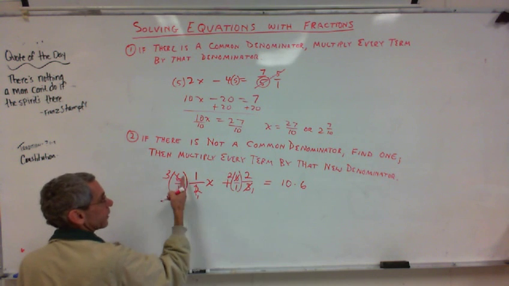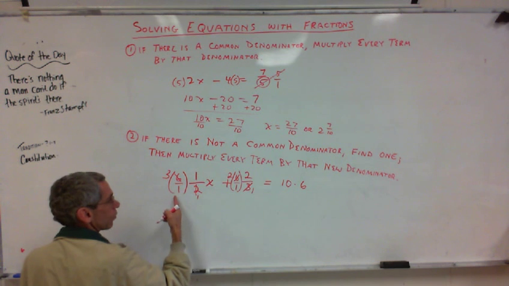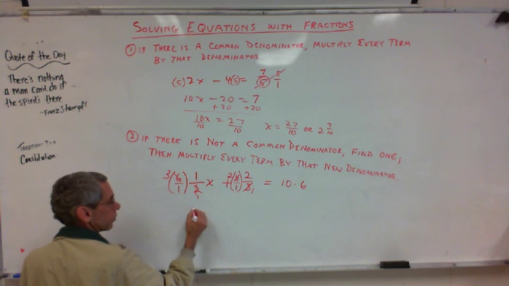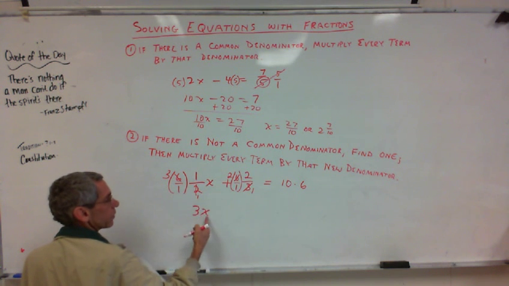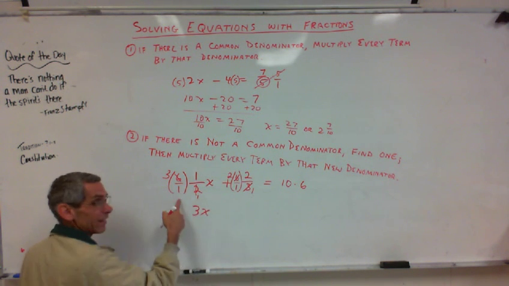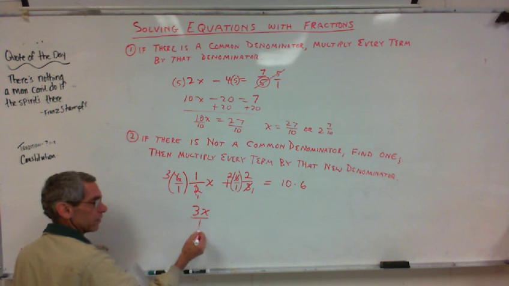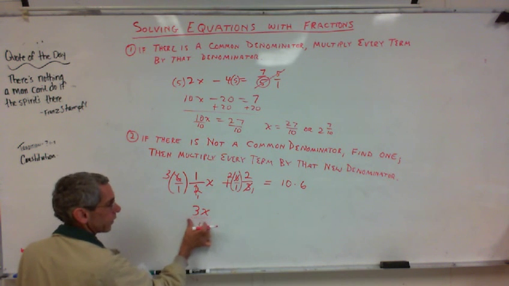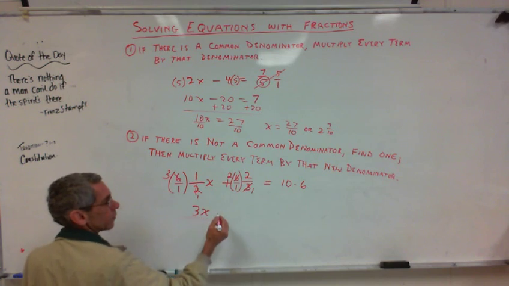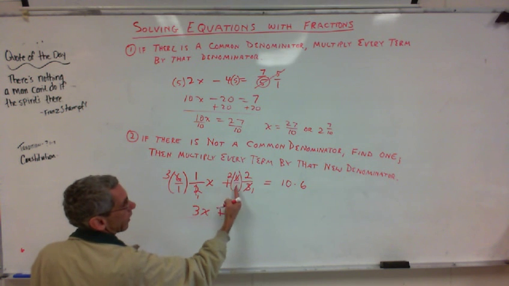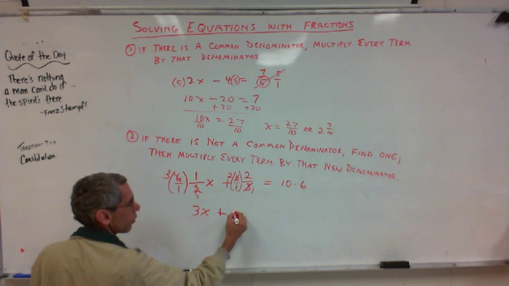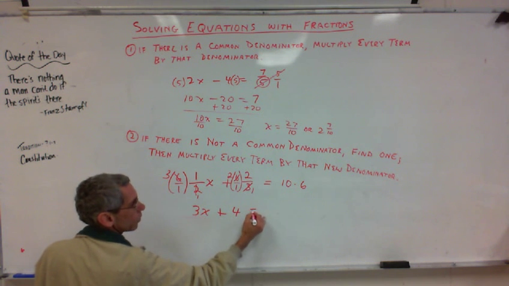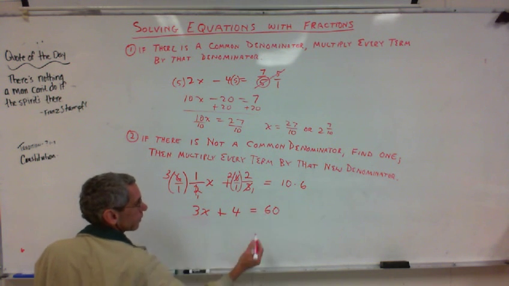So now look, I have 3 times 1 over 1. So 3x. Do you see that? 3 times 1 is 3, times x is 3x. Do I need to put it over 1? No, because 3x over 1 is the same as 3x. Plus, now look, I have 2 times 2 over 1. That's 4. Equals 60. Look at that.